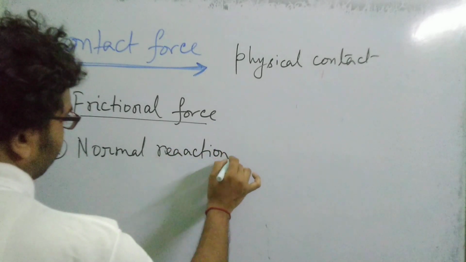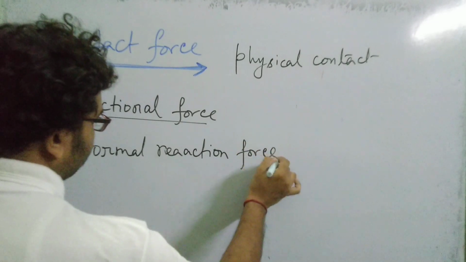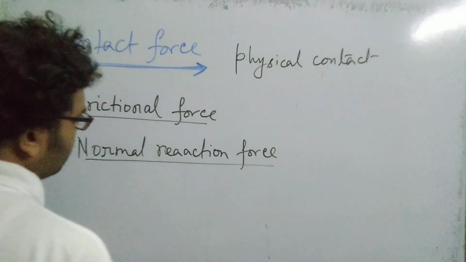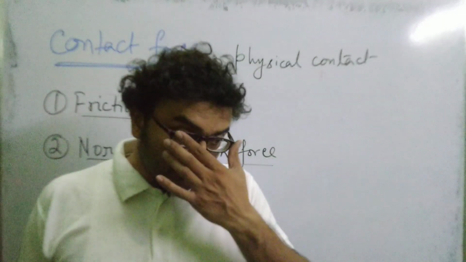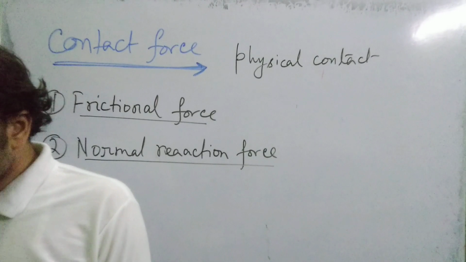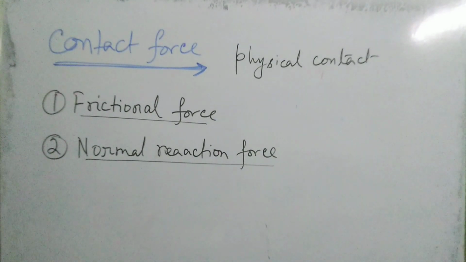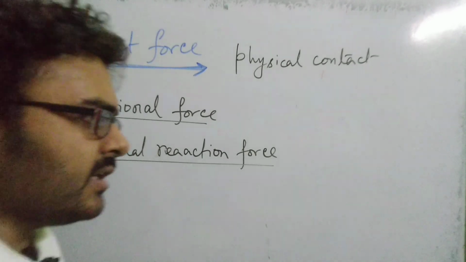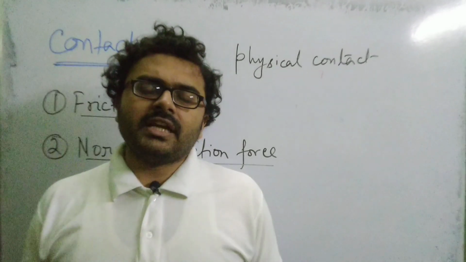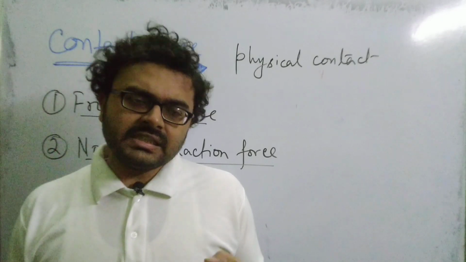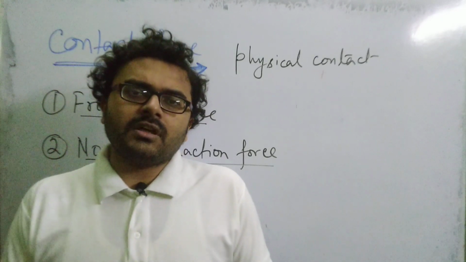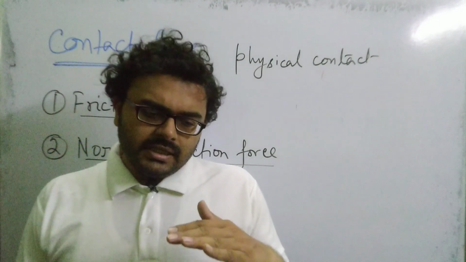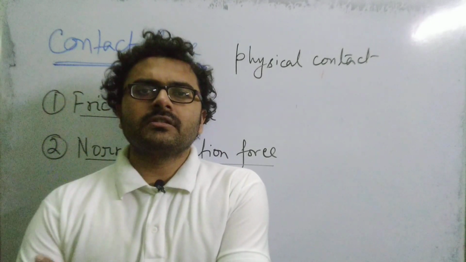See, in case you have kept an object on the table, what happens? Now you all know, as we have discussed in the previous class, gravitational force exists everywhere. So whenever you have kept an object on the table, the earth is trying to pull that object towards its center, isn't it? But the object is not falling down, it is at rest on the table.